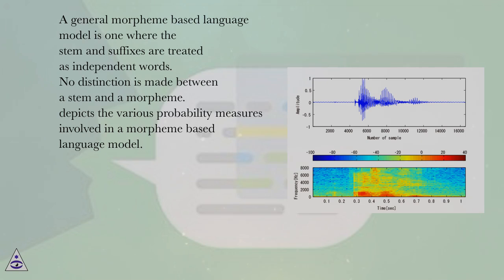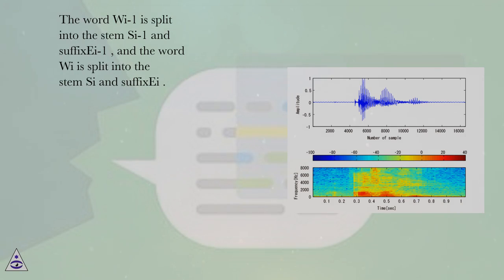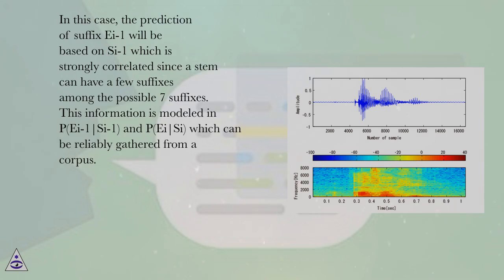A general morpheme-based language model is one where the stem and suffixes are treated as independent words. No distinction is made between a stem and a morpheme. The figure depicts the various probability measures involved in a morpheme-based language model. The word Y1 is split into the stem C1 and suffix A1, and the word Y is split into the stem C and suffix A. In this case, the prediction of suffix A1 will be based on C1, which is strongly correlated since a stem can have a few suffixes among the possible 7 suffixes.